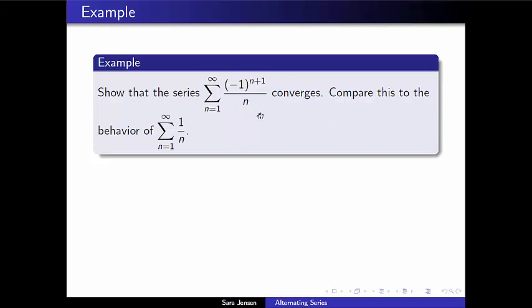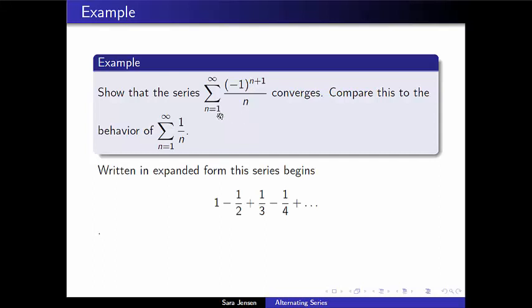And what I would like to do is actually compare this to the behavior of a different series, where this series has as its addends the absolute value of the addends in our alternating series. Again, we check to see whether or not this series is alternating by plugging in various values for n and seeing what the series looks like. 1 minus a half plus a third minus a fourth. And this is one of the series that we saw as an example of an alternating series on the first slide. So we see that this is indeed alternating.